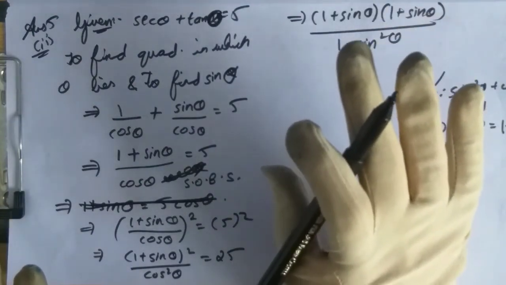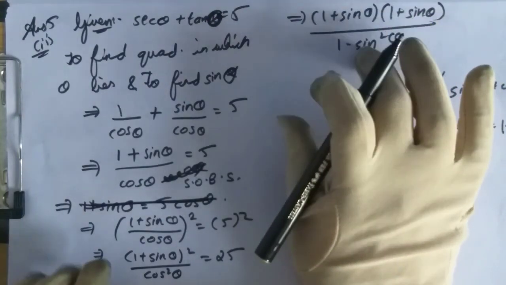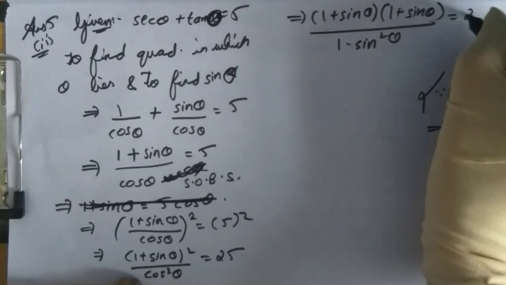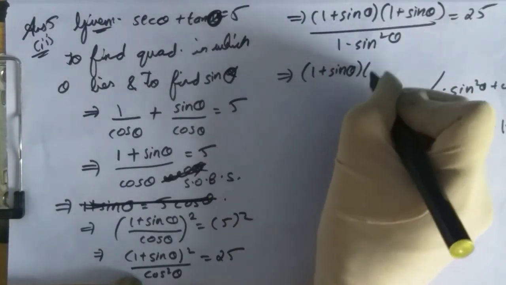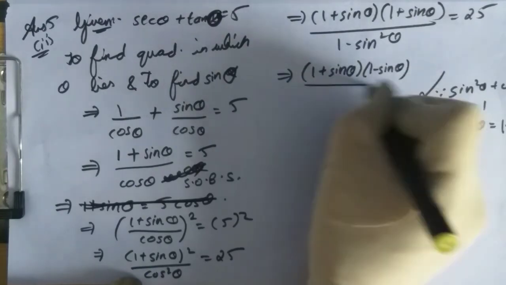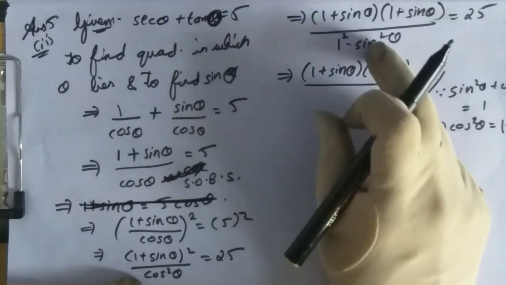My main intention is I need to find out the value of sin theta. So in both numerator and denominator, I should get the value of sin theta. So that is equal to 25. Now we have 1 plus sin theta into 1 minus sin theta. Numerator will write as it is, divided by, this can be written as 1 square minus sin square theta, right? It is in the form of a square minus b square.